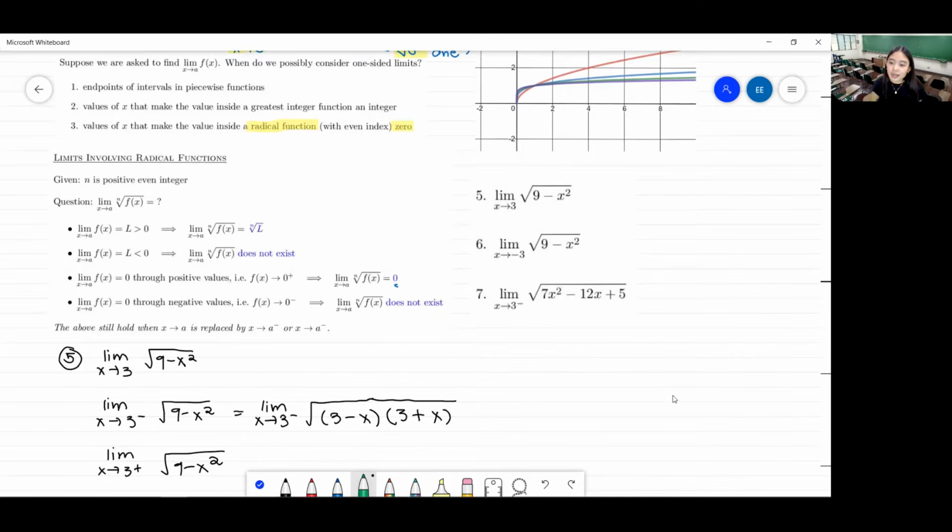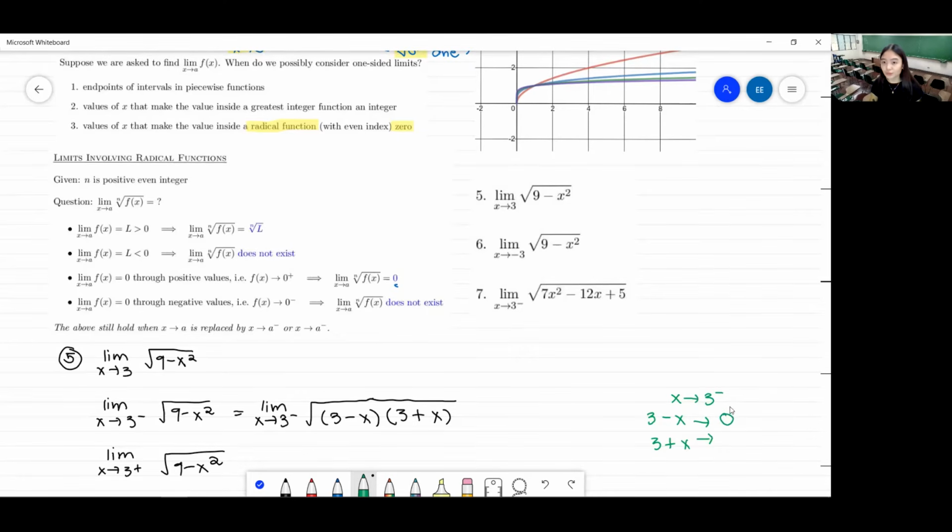Our x here approaches 3 from the left. Okay. And then we have to ask, how are the expressions here in my radicand affected if I know that this is the behavior of my x? So I have two expressions here, 3 minus x, tsaka 3 plus x. Let's see what their limits are. So dito, I have 3 minus x. And as x approaches 3 from the left, 3 minus x approaches 0.